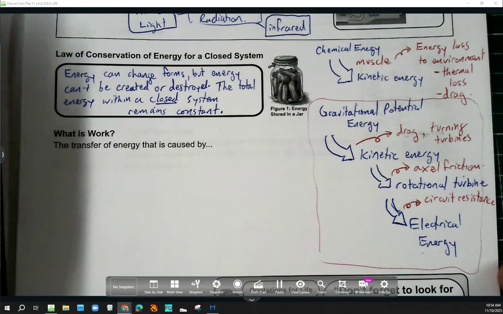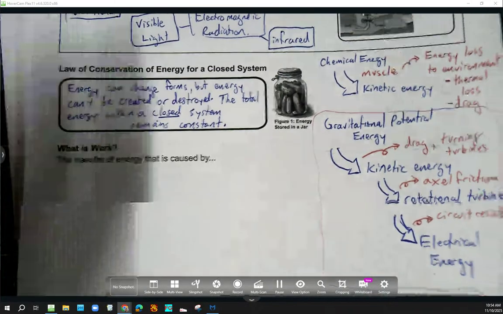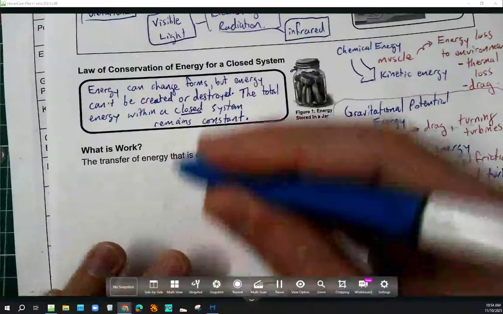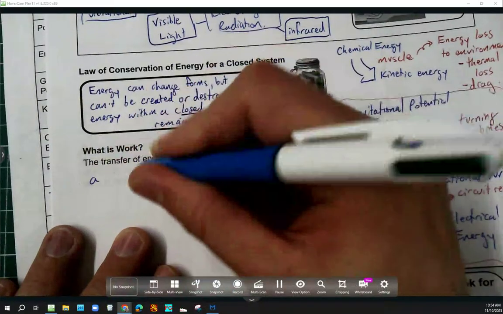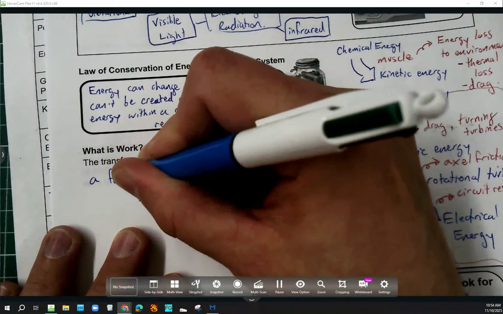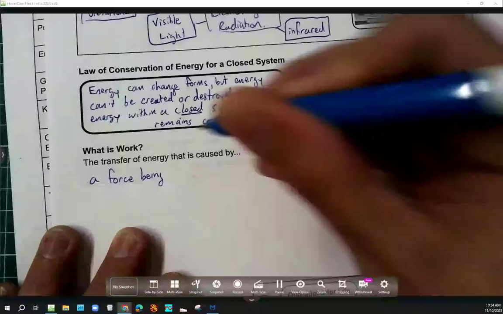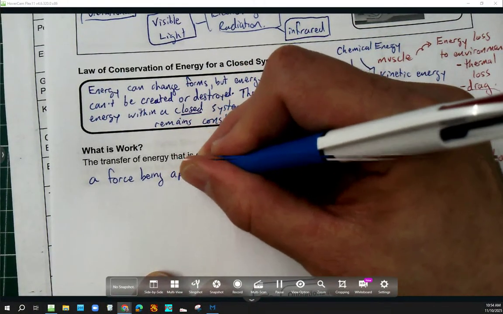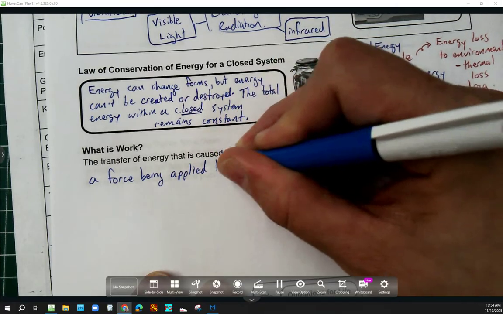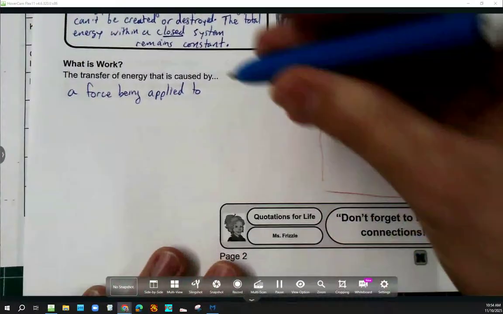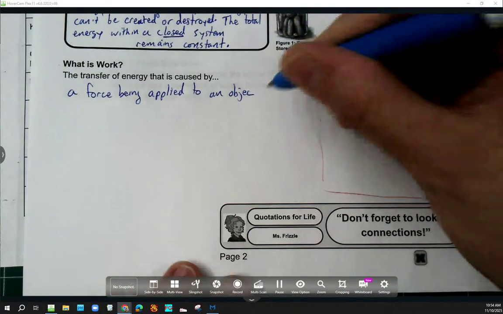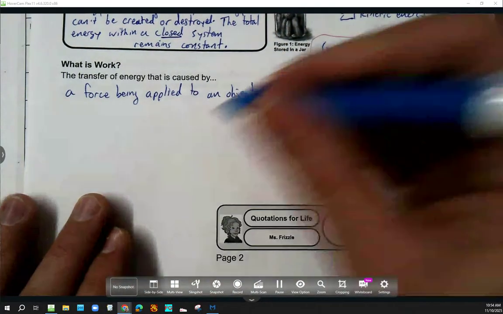Let's talk about some narrow definition of work here. So the transfer of energy that's caused by, let's finish this sentence, a force being applied to an object as it is displaced.